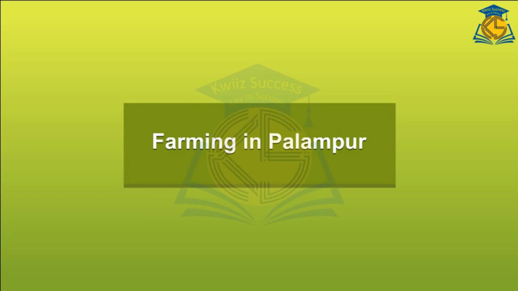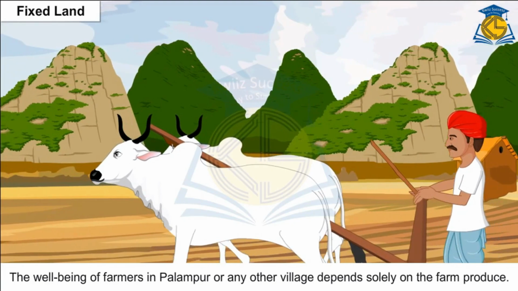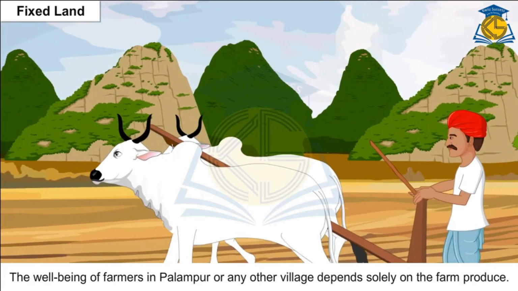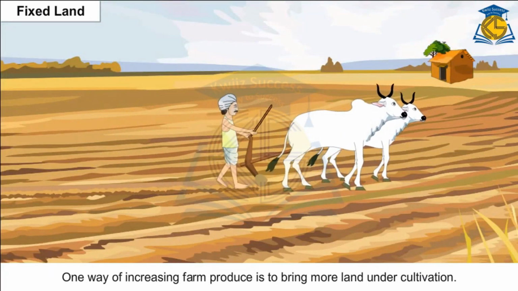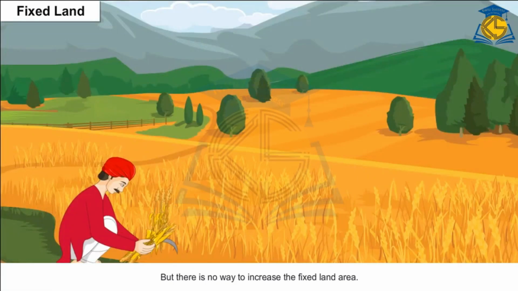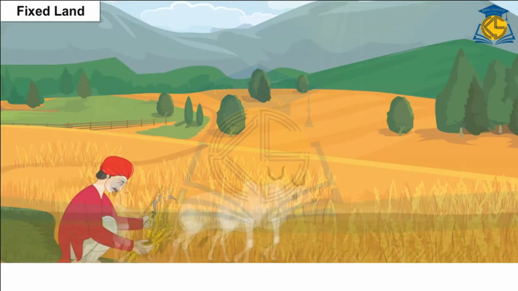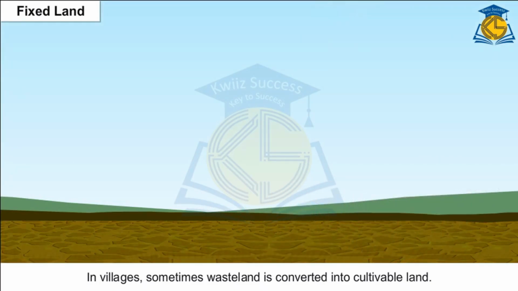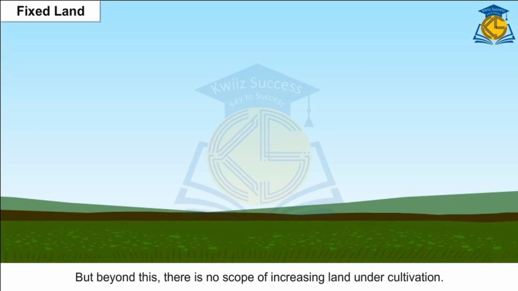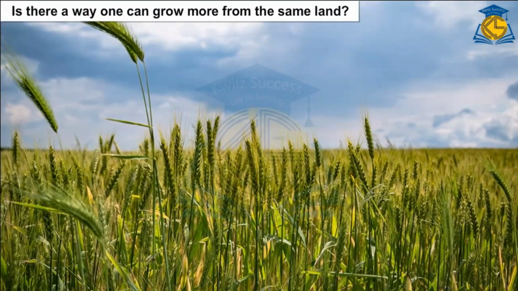Farming in Palampur. Fixed land. The well-being of farmers in Palampur or any other village depends solely on the farm produce. One way of increasing farm produce is to bring more land under cultivation. But there is no way to increase the fixed land area. In villages, sometimes waste land is converted into cultivable land. But beyond this, there is no scope of increasing land under cultivation. Is there a way one can grow more from the same land?